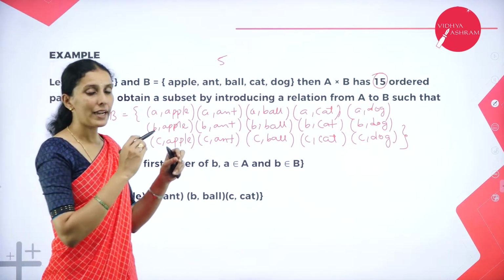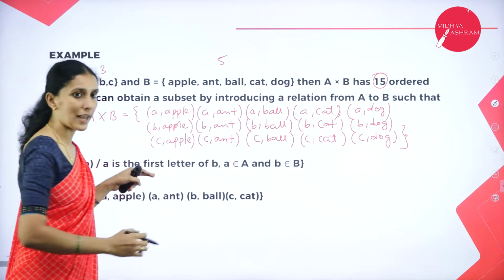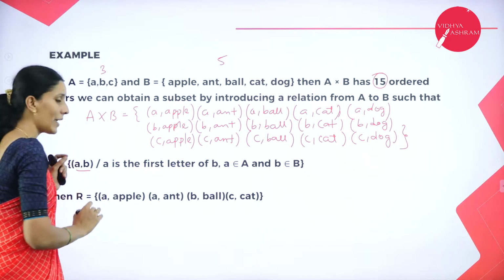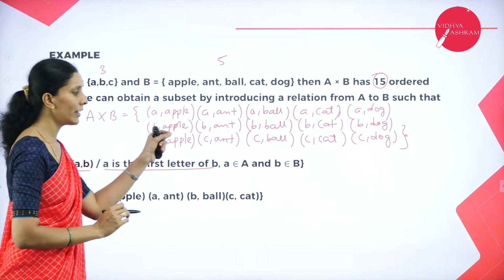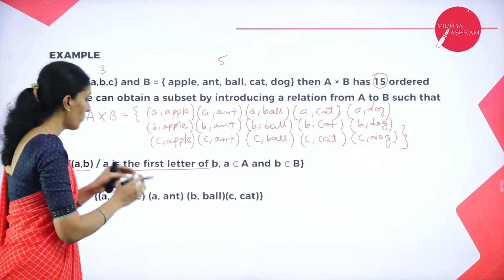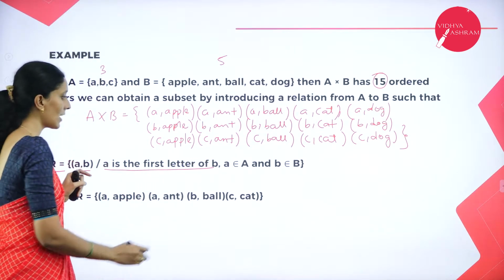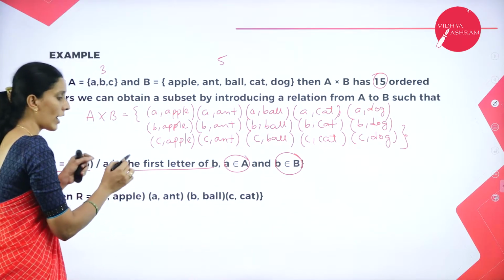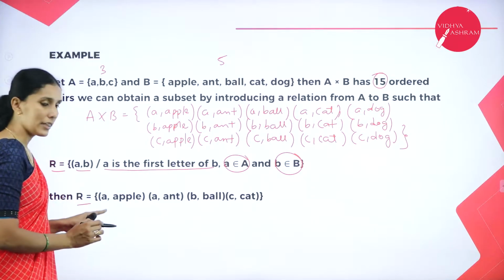But suppose I describe it with a relationship between the first two elements like this. R is a relation with pairs A comma B, where A is the first letter of B. The condition between the two elements is that you should take the ordered pairs where A is the first letter of B. And we know that the first element belongs to the first set and the second element belongs to the second set. So according to the described relationship, I can write R in this form.